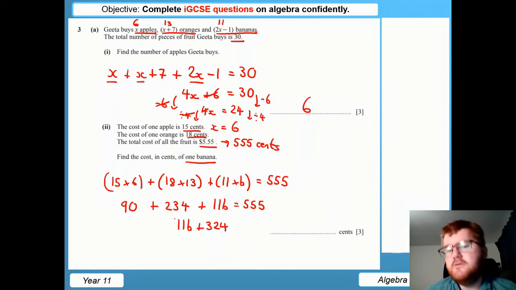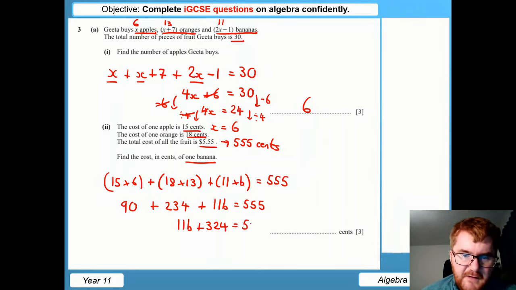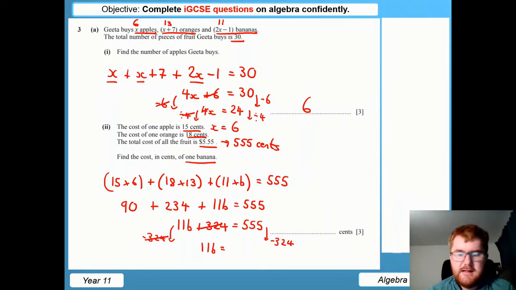Notice addition you can swap around, is equal to 555. Then we're going to do exactly the same process as above. Of course, the opposite of adding 324, minusing 324 on both sides, that cancelling here, giving us 11b, and 555 minus 324 is 231.